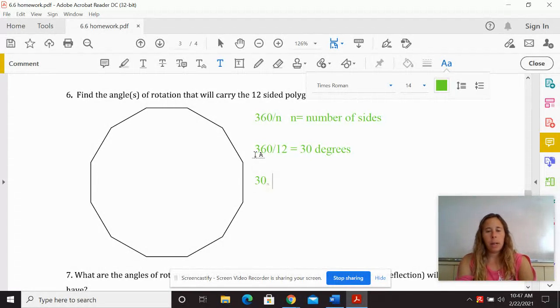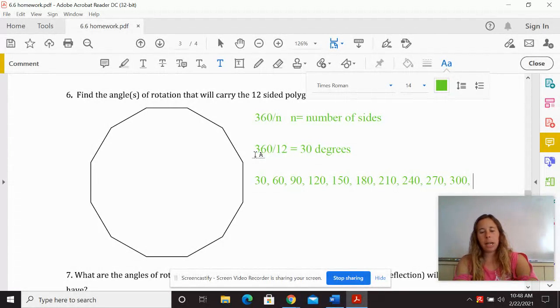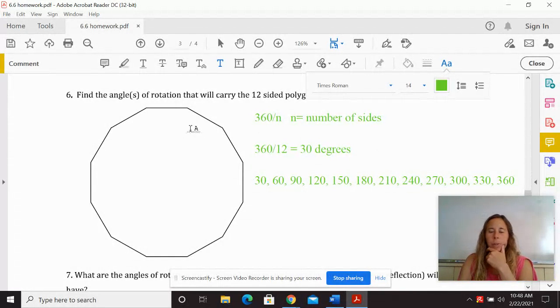So then you could just write them all out. So 30, and then your multiples of 30. So you're adding 30 each time. 60, and then plus another 30, 90, 120, 150, 180, 210. I'm adding 30 every time. I'm going to mess it up. 240, 270. Oh, no, we're good. 300. I'm adding 30 each time, 330, and then 360. So those are all my angles of rotation for this 12-sided polygon.